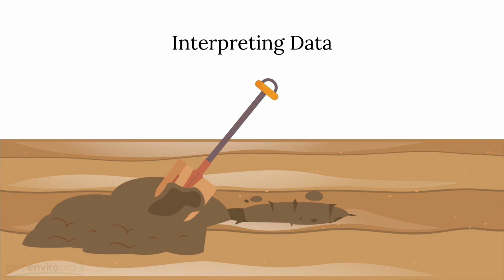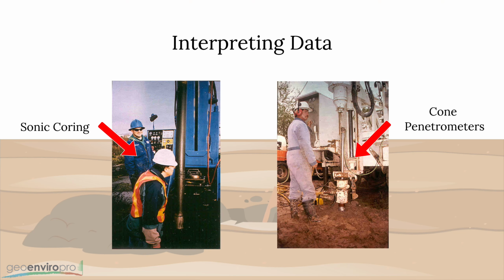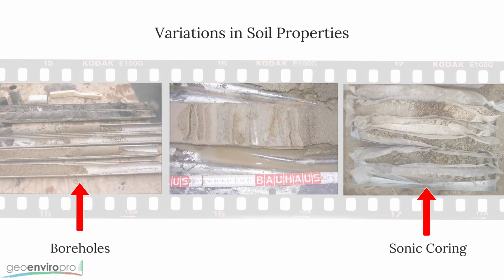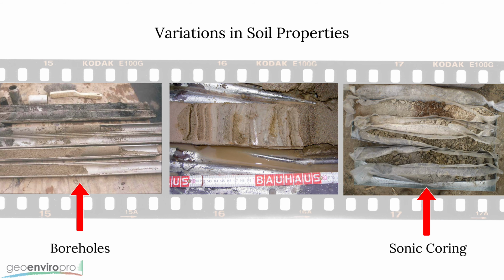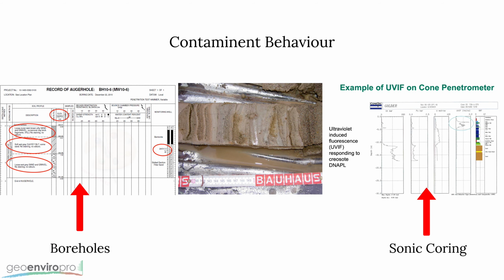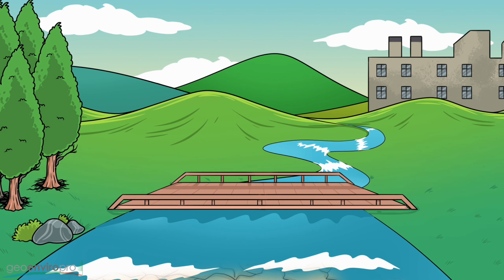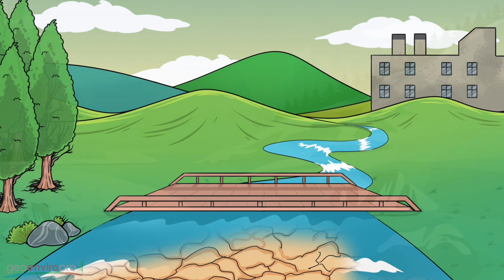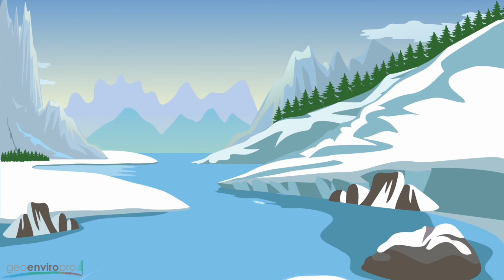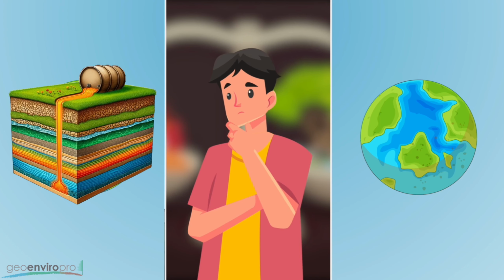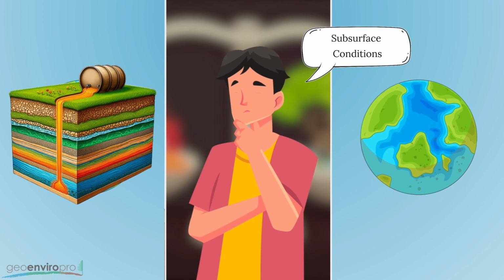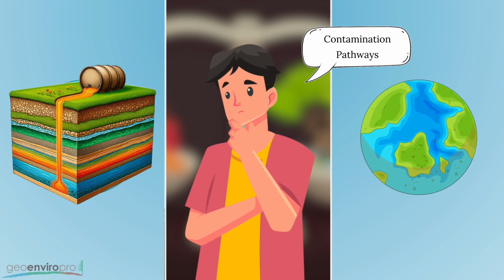Interpreting data from tools like sonic coring and cone penetrometers adds depth and detail to our model. These tools uncover the subtle variations in soil properties, crucial for understanding contaminant behavior. From high-energy river deposits forming gravel zones to low-energy glacial lakes creating silt and clay layers, these processes shape our understanding of subsurface conditions and contamination pathways.